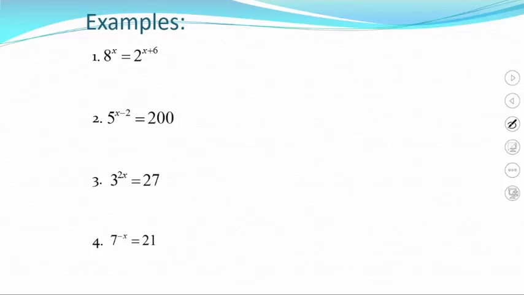Okay, we have 7 to the negative x power equals 21. Now, if you're going to try method 1 that we talked about last time, where you want to write these as the same base, well, the question that you got to ask yourself is, can I write 7 and 21 with the same base? And the answer is no, you can't.